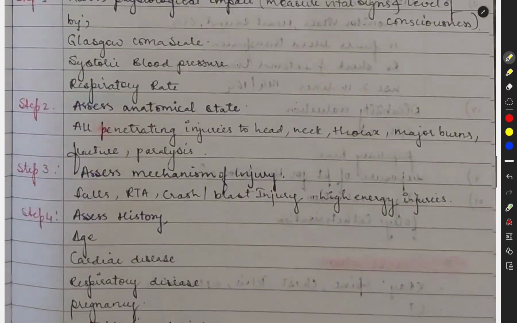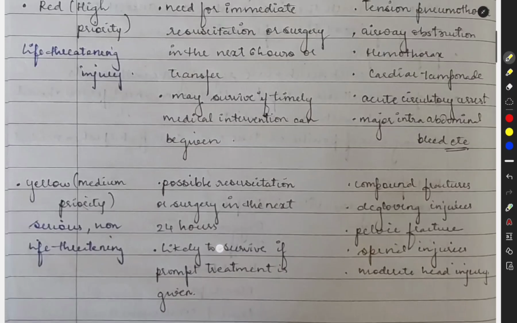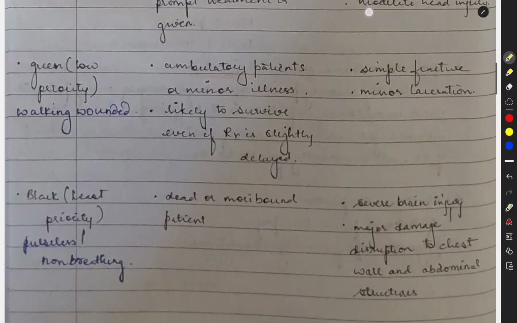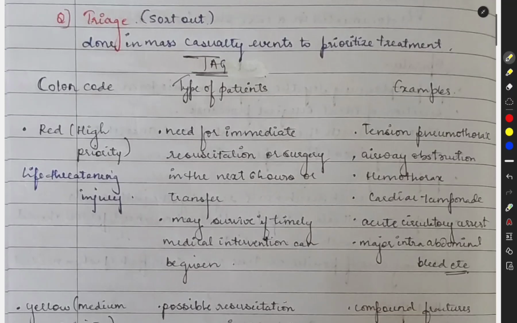So now let's begin with triage tagging. Triage means to sort out. This is usually done in mass casualty events to prioritize the treatment. The tagging is done by color coding of the patient into red, yellow, green, and then comes the black one. What is this red color coding in triage?